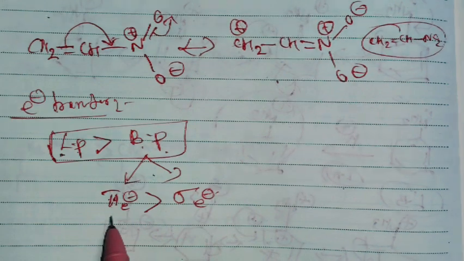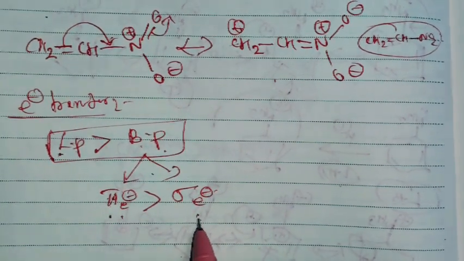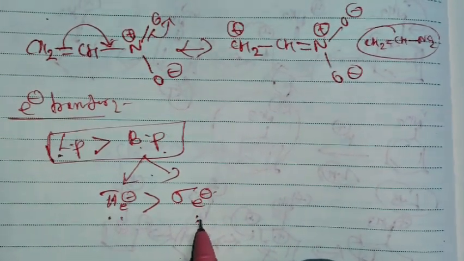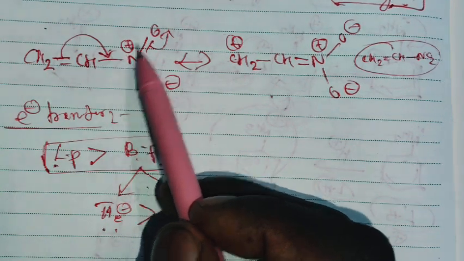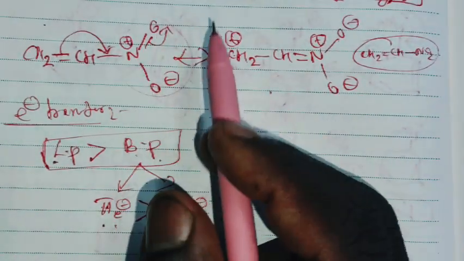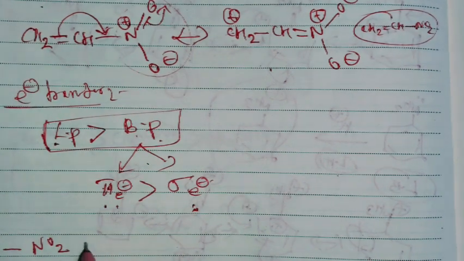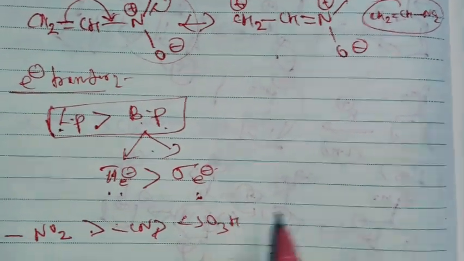The pi bond is formed by lateral or sideways overlapping. It's a weak bond compared to the sigma bond. The sigma bond has head to head or axial overlapping. It's a stronger bond, so it has a lesser aptitude for electron transfer. In this case, the groups that gain electrons from the conjugated system are called minus I effect groups, or minus R effect groups.